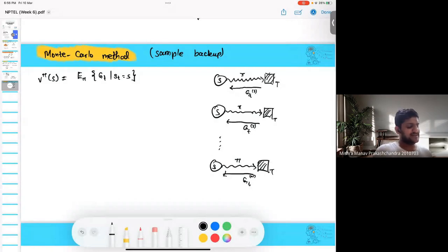Now, if you look at this approach carefully, you will see that you don't need any knowledge of the probabilities, which is P of S prime given S comma A. You don't need that particular probability explicitly. You are simply following a policy pi, drawing samples, and making updates over that. So this is kind of a simulation model that you are doing.